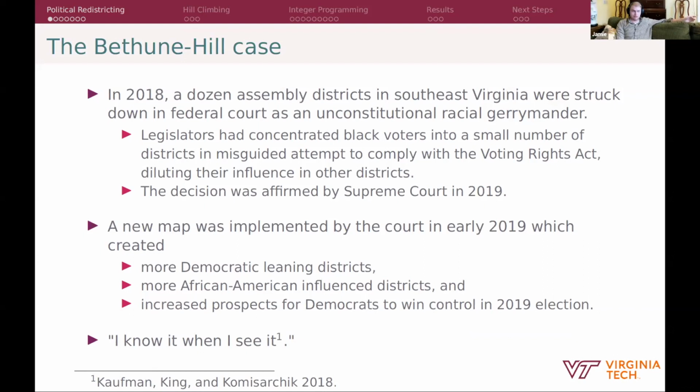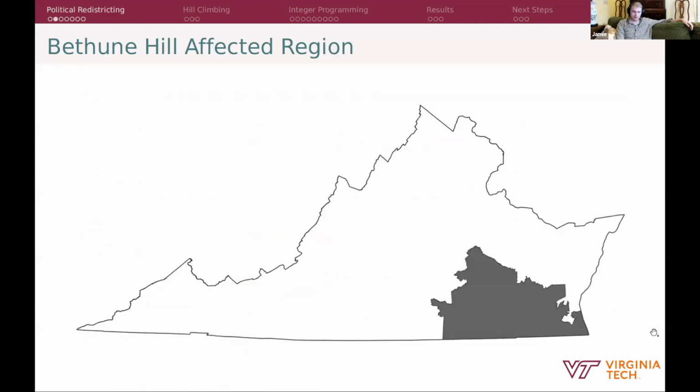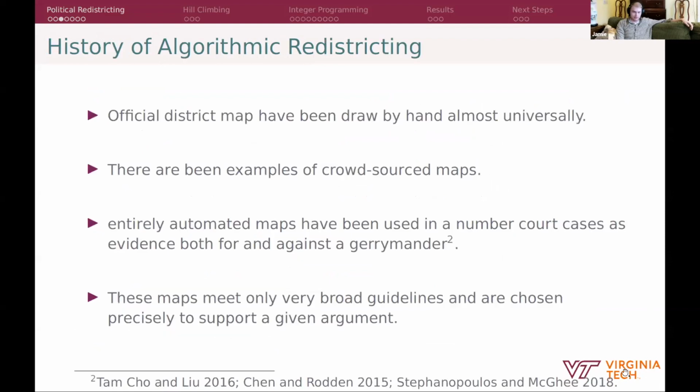Gerrymandering is kind of this difficult question. There's not really a good definition of what a gerrymander looks like. "I know it when I see it" is kind of a classic statement concerning that. This is the region in question that was remapped recently.